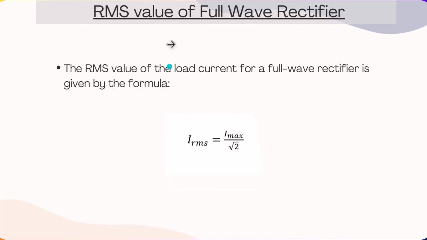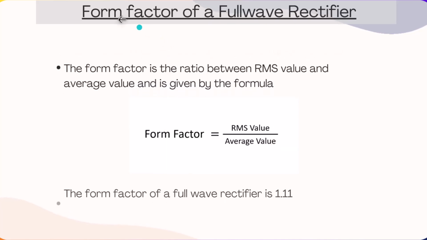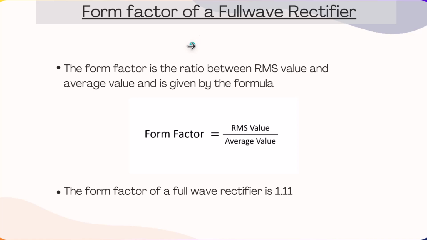RMS value for full wave rectifier. RMS value for the full wave rectifier is equal to Imax by root 2. For the half wave rectifier, it was Imax by 2. Form factor of full wave rectifier. The formula is the same, but the form factor of full wave rectifier is 1.11.